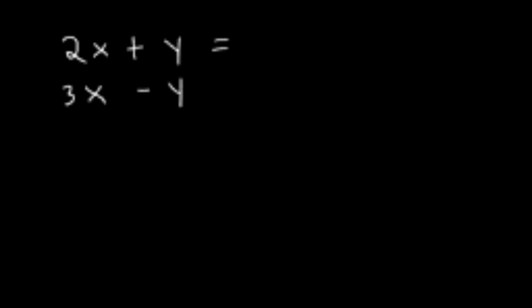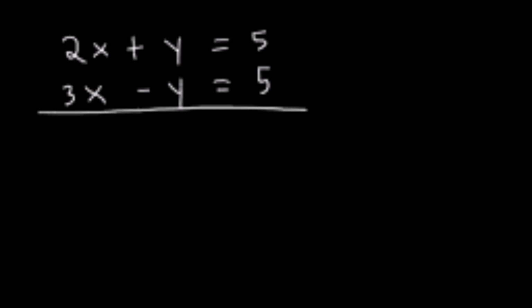Plus y is equal to 5, and 3x minus y is also equal to 5. So how can we find the value of x and y? By the way, whenever you have two variables, you need two equations to solve it. To use the elimination method, we need to add the two equations. Notice that if we add the two equations, the y variable cancels.